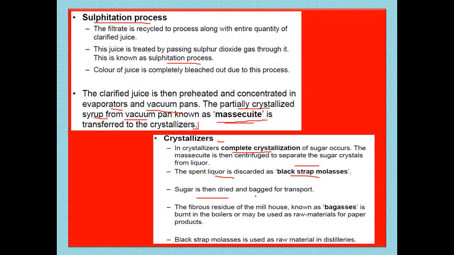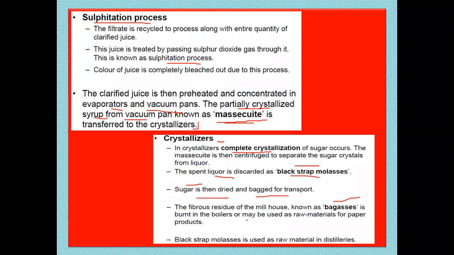Sugar is then dried and bagged for transport. So what happens at the other end? The sugar from the crystallizers is separately taken out, dried under air naturally, and later bagged and transported. The fibrous residue of this mill house is known as bagasse. It is burned in the boilers or may be used as raw material for paper products.